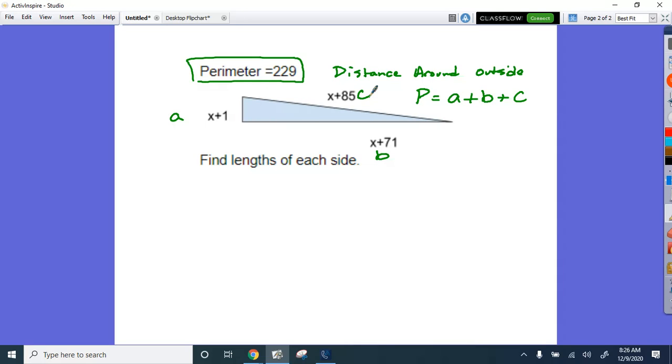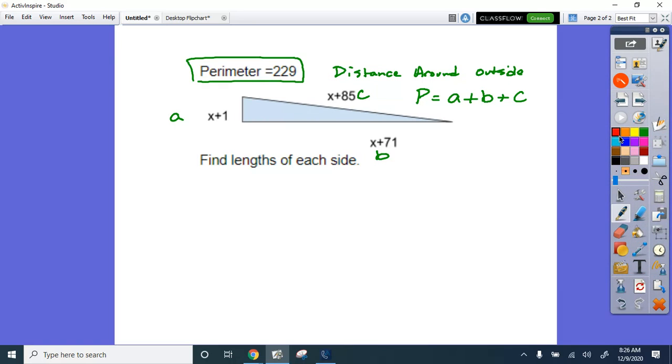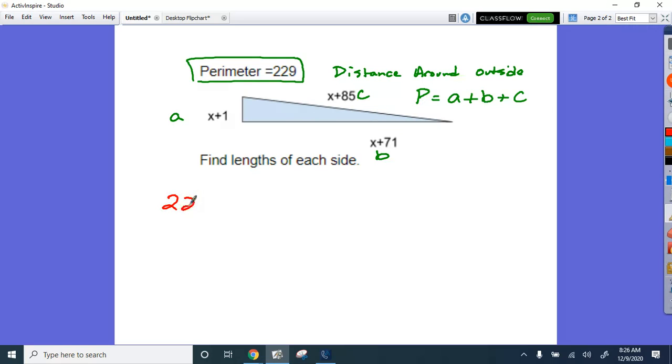So all I have to do in this case is some literal substitution. I'm going to substitute in my perimeter. I know my perimeter is 229. In this case, it's going to be units because we don't know what the units actually are, so we'll put that in at the end. Then A would be x plus 1, B would be x plus 71, and C is x plus 85.